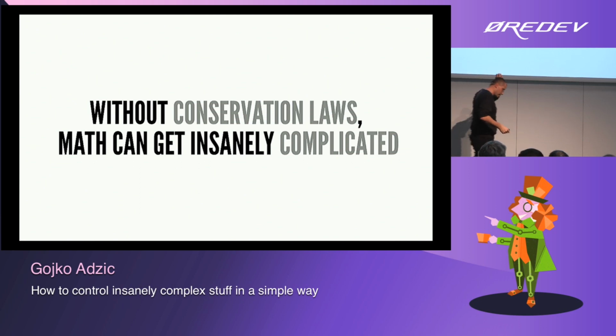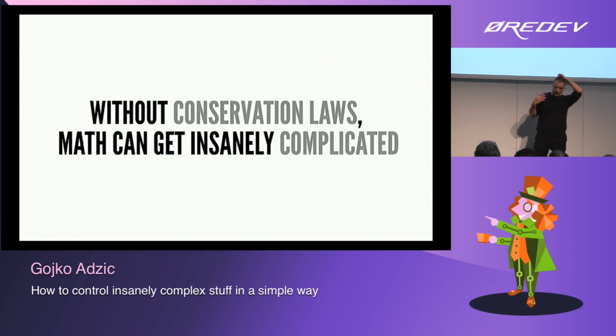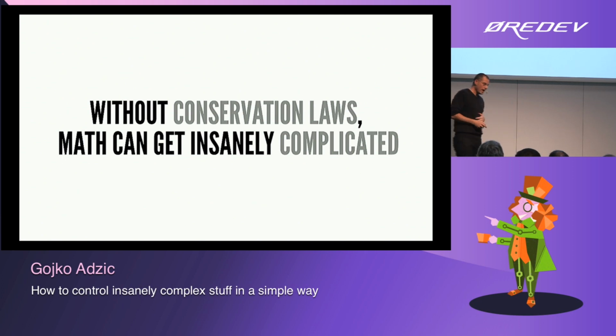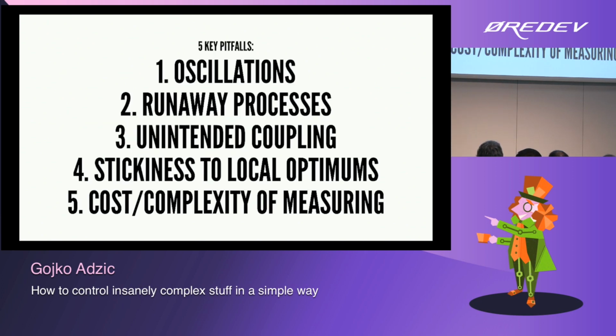So finally, there are some downsides to these systems, and I want to give you a couple of ideas on what to watch out for. Usually, they come down to 5 different things. One is we can cause stupid oscillations if we're not careful.